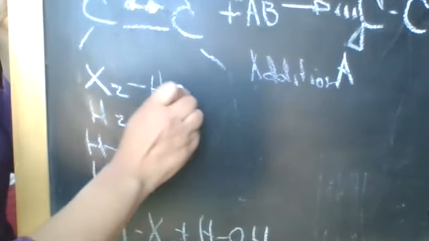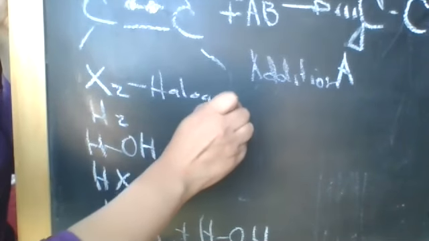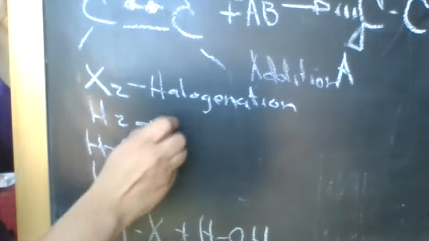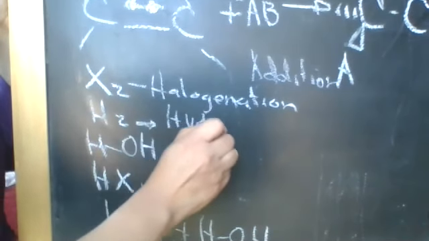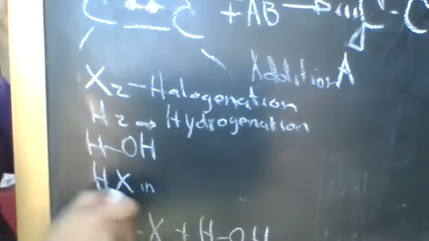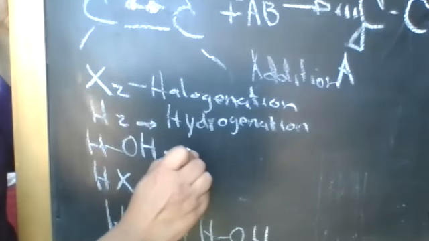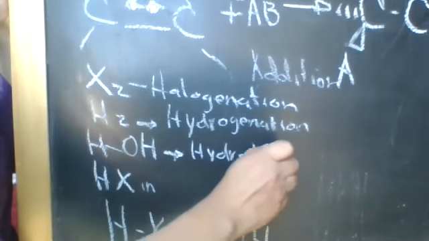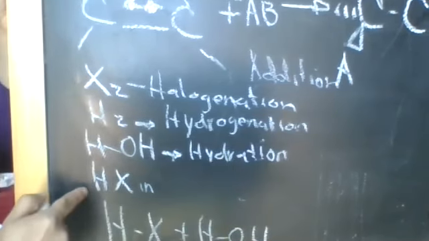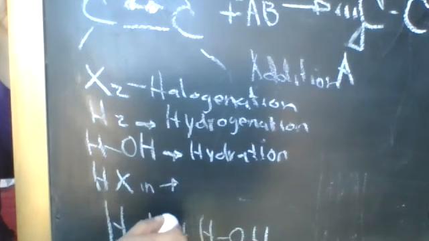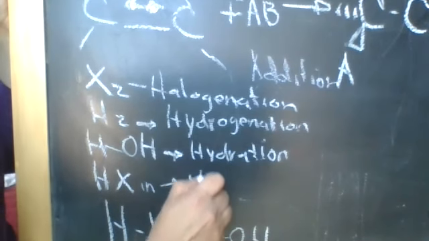If you add halogens, it's going to be called halogenation. If you add hydrogen, it's going to be called hydrogenation. If you add water, it's going to be called hydration. And if you add a halo acid, it's going to be called hydrohalogenation.